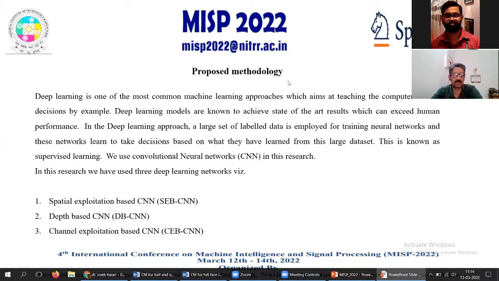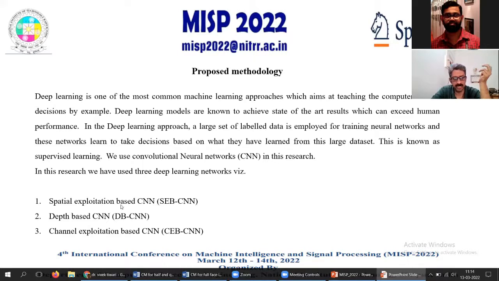Now, the proposed methodology. Deep learning is one of the most common machine learning approaches, which aims at teaching the computer to take decisions by example. Deep learning models are known to achieve state-of-the-art results which can exceed human performance. We have used 3 different networks.